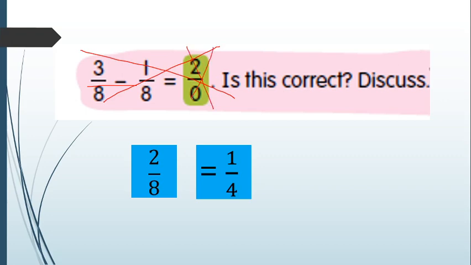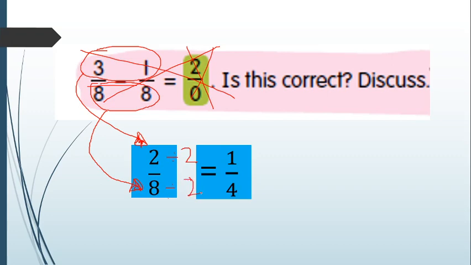Jawapan ni salah. So 3 over 8 minus 1 over 8. The denominator does not change, tidak berubah, jangan ditukar, jangan ditolak. It's still the same. You have to calculate the numerator only. 3 minus 1 equals 2. So that is the answer. Once again, this is not the final answer. It can be simplified. Boleh dimudahkan lagi dengan dividing it with 2. So we have 1 over 4.